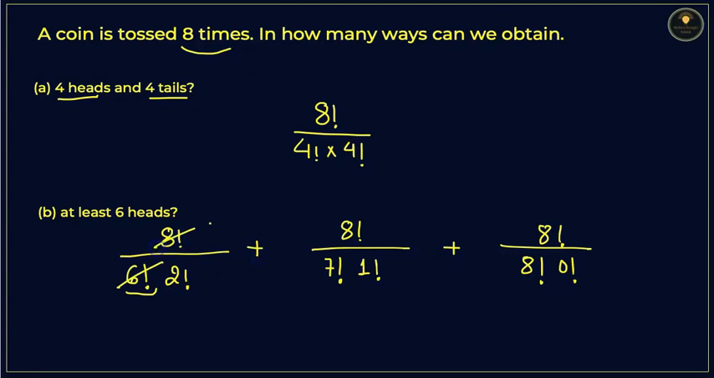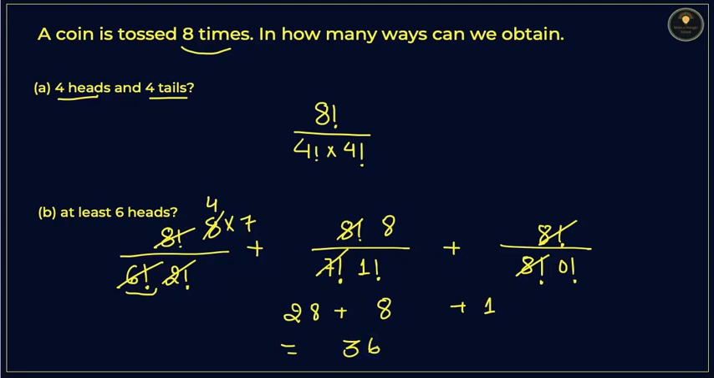Let's solve it further. You will write 8 multiplied by 7, and here you will write 7 divided by 8, and here you will write 1. This value will become 1, this value will become 8. If you divide this one, you will get the value as 7 fours are 28. You will get 28 plus 8, that is equal to 36. 36 plus 1, that is equal to 37.